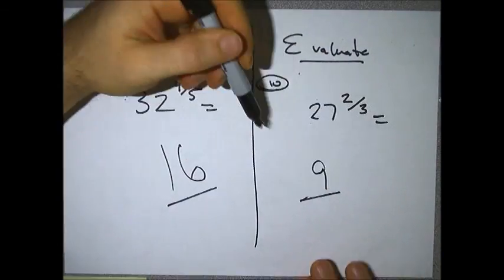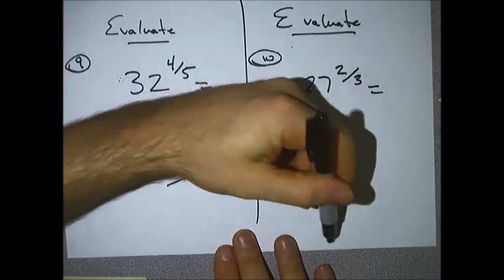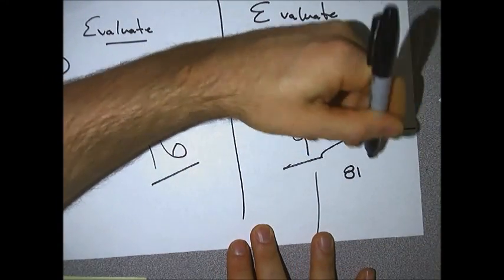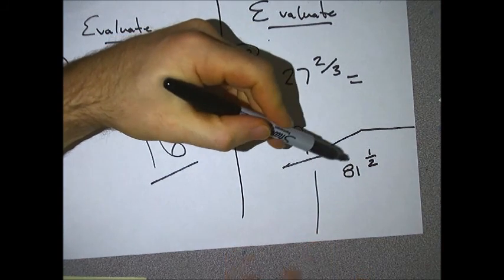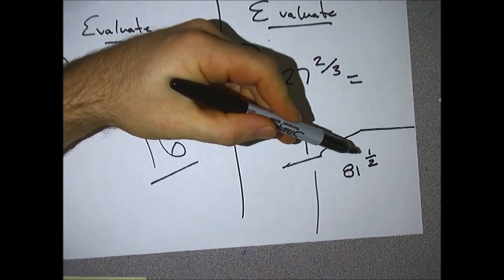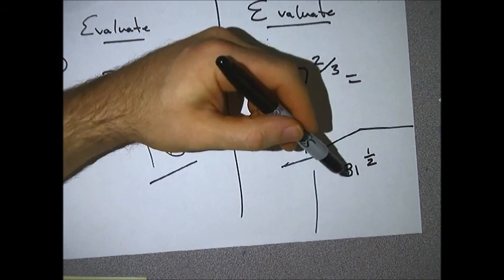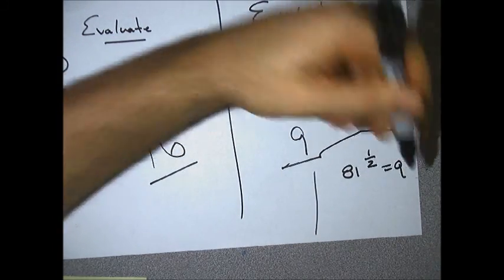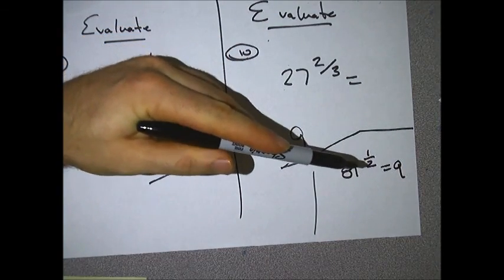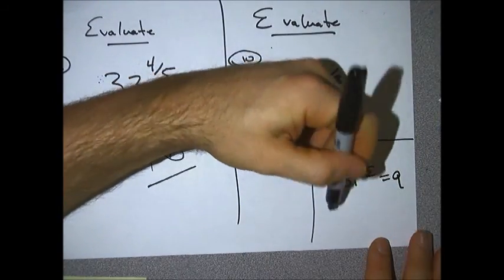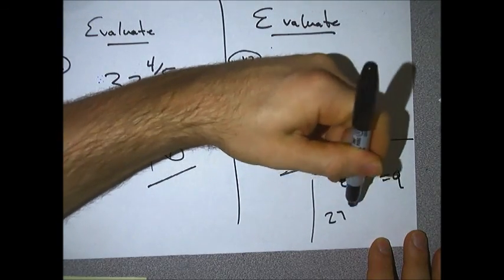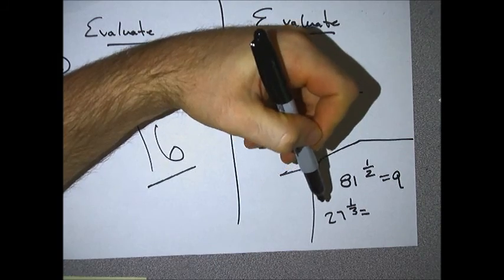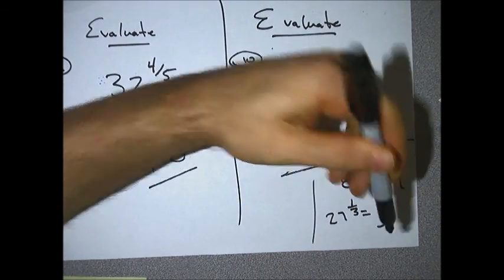If you had one of these problems and the top number was a 1, so in other words, let's say you have 81 to the 1/2 power. Anytime the top part of your fraction is a 1, you're really just taking the root. So if I said the square root of 81, I've got 9, raising it to the 1st power would not change it. So anytime the top number is a 1, it's really just taking that root. If I said 27 to the 1/3 power, that's the cube root of 27, which is 3, and raising it to the 1st doesn't change it, so that would still just be 3.